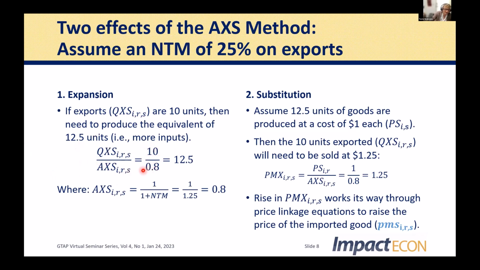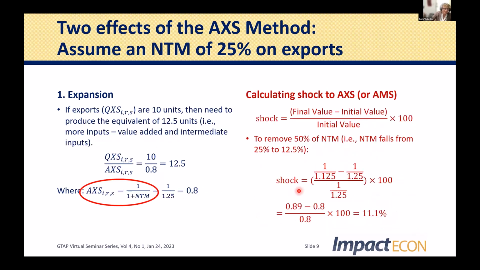So we have 10 divided by our variable AXS. AXS is just this relationship with the NTM, just like AMS has this relationship with the NTM. And then, of course, when we go to sell these 10 units in Australia, we're selling 10 units, not 12.5. So these 10 units are sold at a price of $1.25. That's essentially how it works. We need to recover our costs, so PMS rises to $1.25. Just as an aside, if we were to implement a shock to reduce that NTM, we actually need to shock AXS.